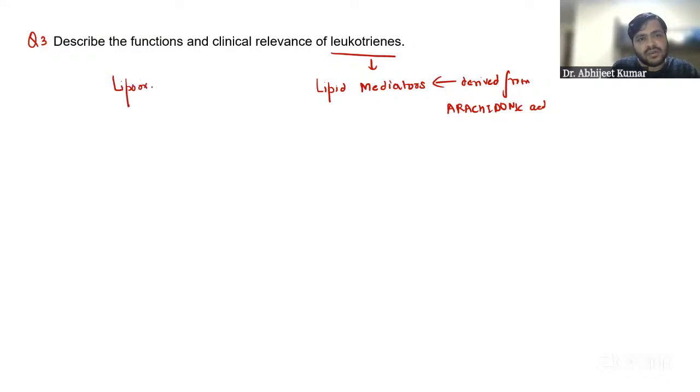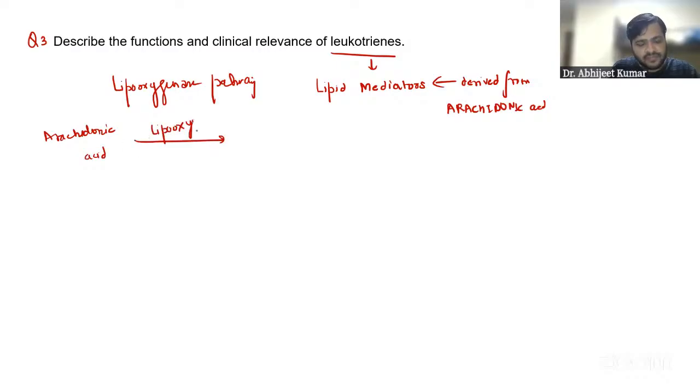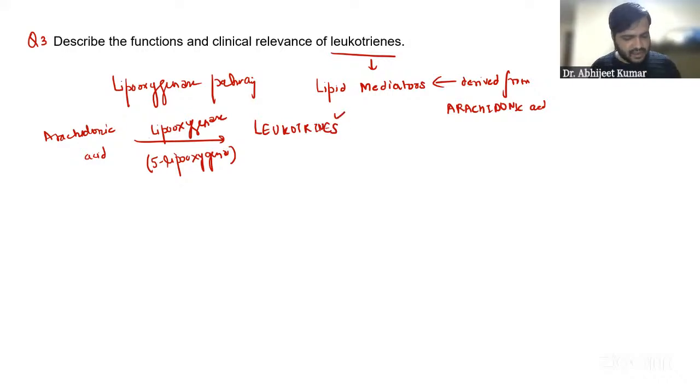So yes, you can just read it from the book. It is again the same pathway, right? The lipooxygenase pathway. So arachidonic acid is basically metabolized by the lipooxygenase enzyme, and basically it is the 5-lipooxygenase, and it is converted into leukotrienes, right? So yes, now this leukotrienes, the very important function, it is involved in the inflammation.